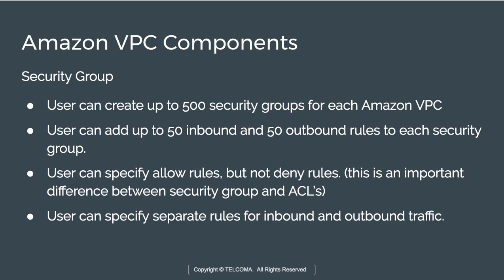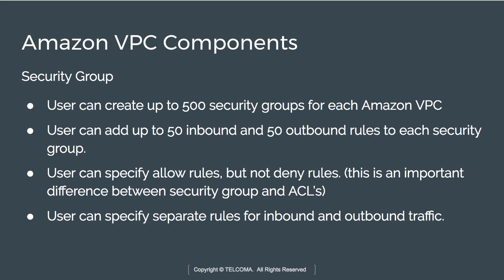Now as we know that all Amazon EC2 instances must be launched into a security group. So we can create up to 500 security groups for each virtual private cloud. That means for each virtual private cloud, the user can create up to 500 groups. Now we can add 50 inbound and 50 outbound rules, as we have seen, to each security group.